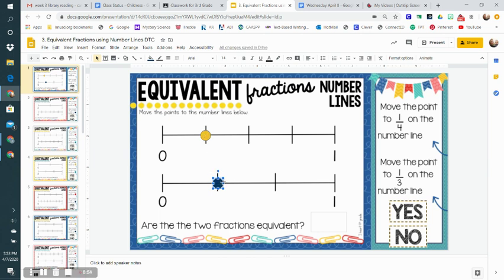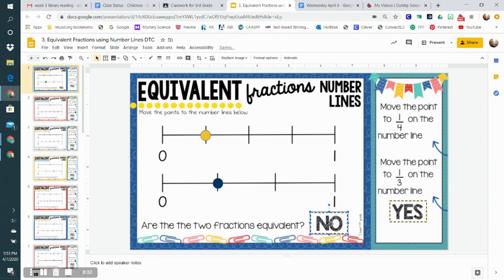these two dots. Now, if they were equivalent, they would line up exactly with each other. And if you look really carefully, you can see that this blue dot, the 1/3, is slightly larger than where the yellow dot is on 1/4. So are these two fractions equivalent? No, they are not. So I'm going to grab my no sign and I'm going to put it right there.